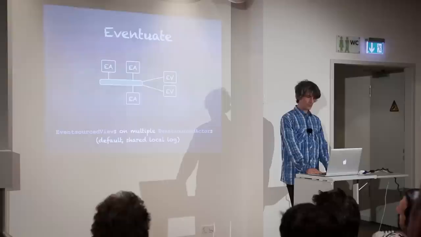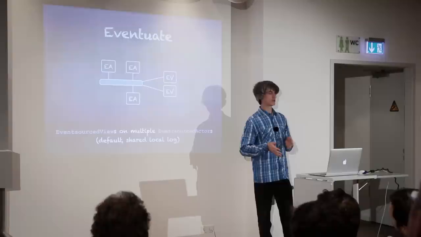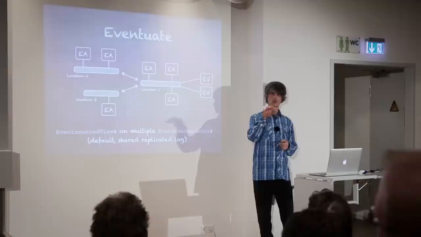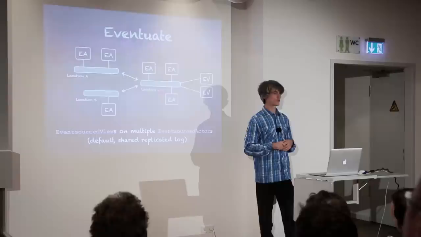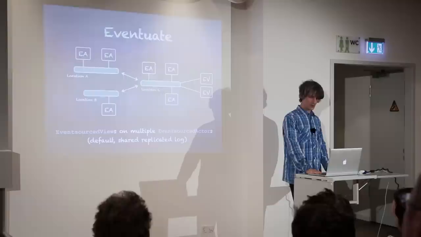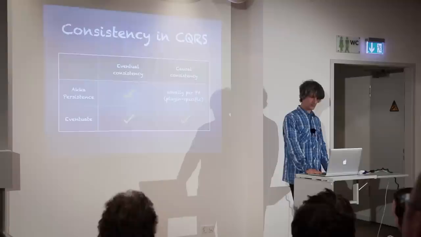In Eventuate, the default case is that you can have one or more event sourced views on multiple event sourced actors that share a local event log. And this can be extended to multiple locations. So you can have an event sourced view at one location that can aggregate events from multiple event sourced actors distributed or replicated across different locations. So even if they are globally replicated or distributed. Okay, this was a brief overview of how views or stream sources can aggregate events from persistent or event sourced actors.